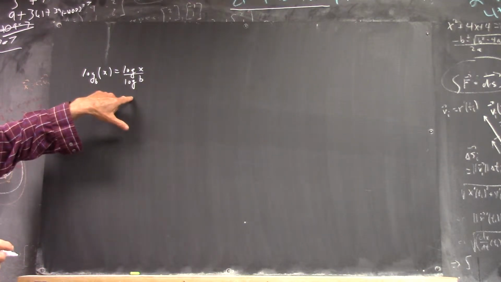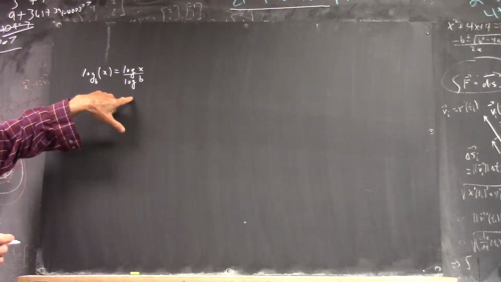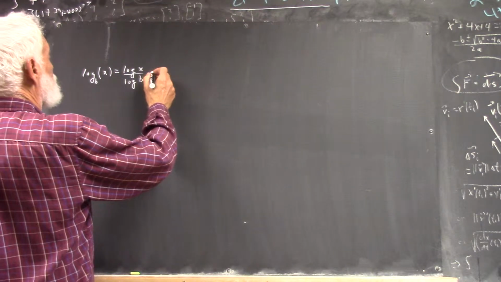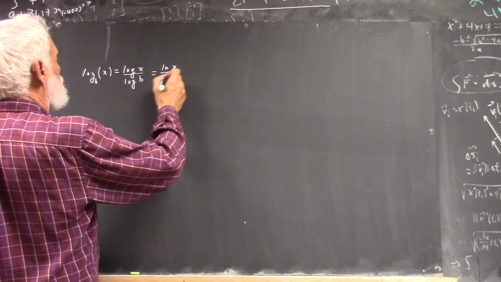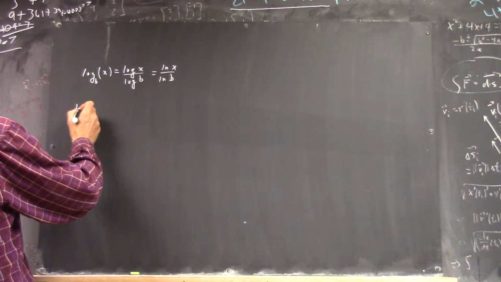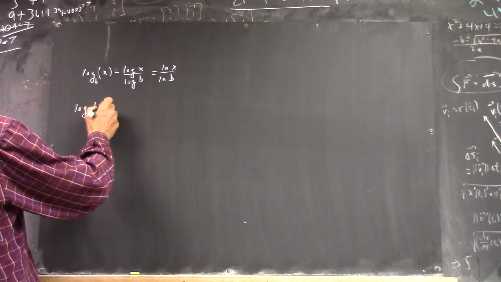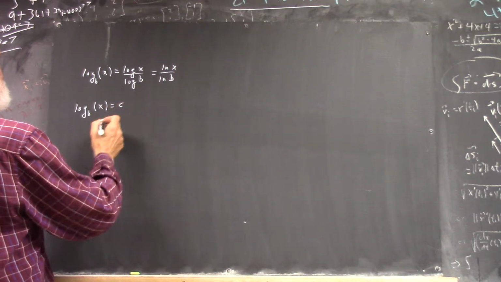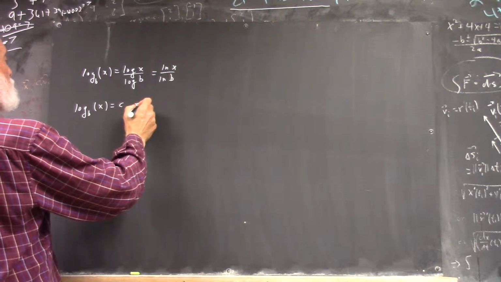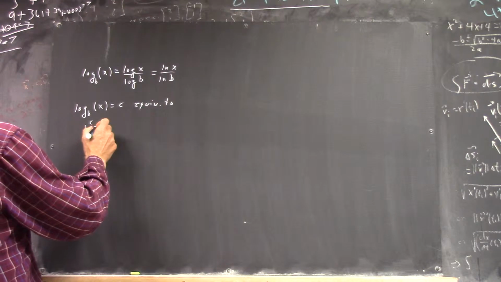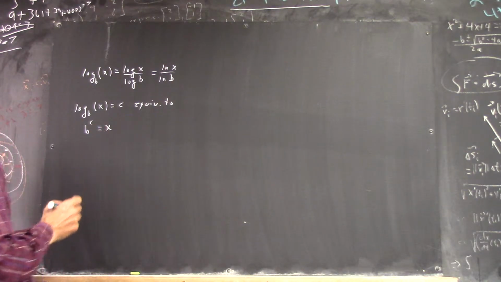See this? That and your calculator is the only thing you need to solve a two-parameter model for a power function. And of course, that's also equal to the natural log of x over the natural log of b. And of course, log base b of x equals c is equivalent to b to the c equals x.